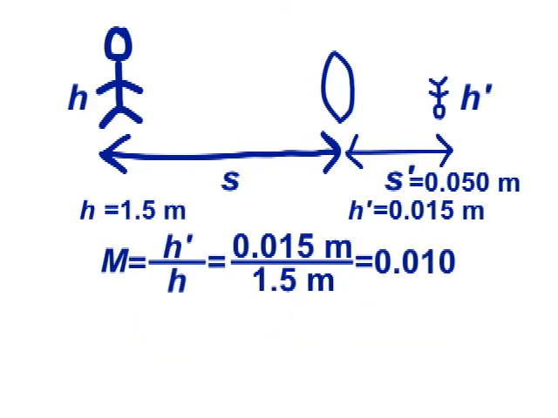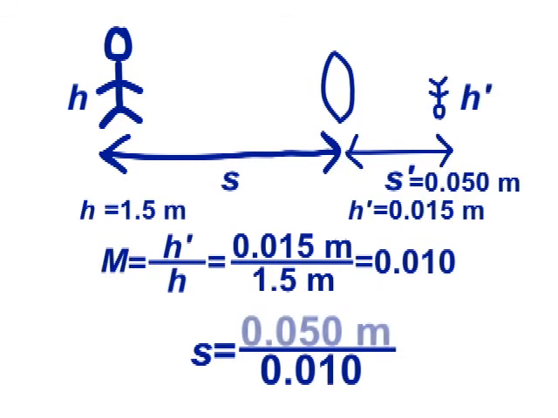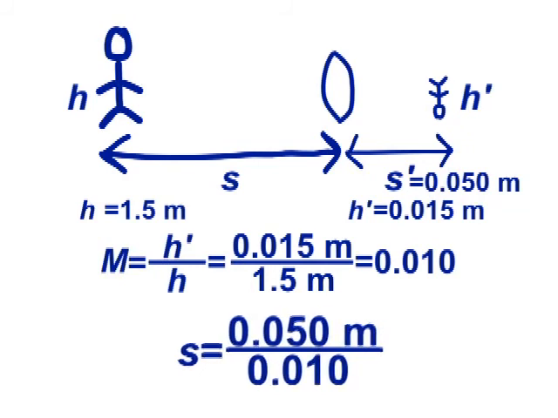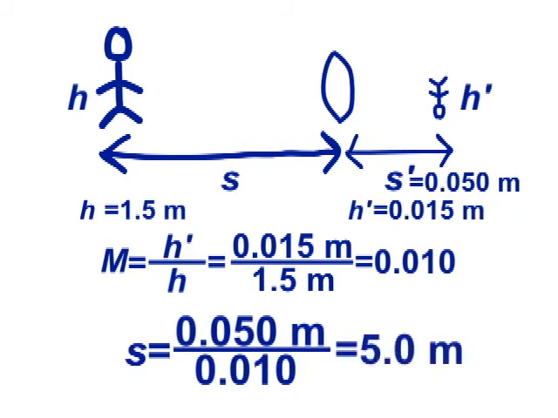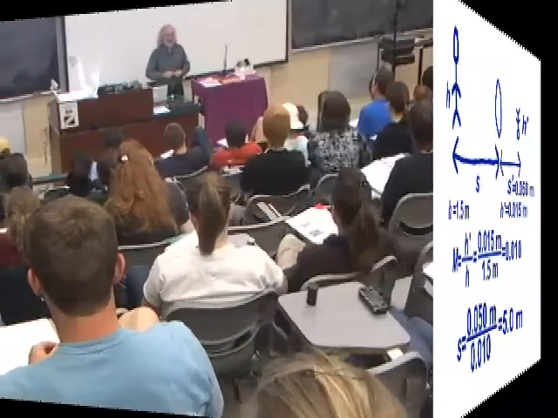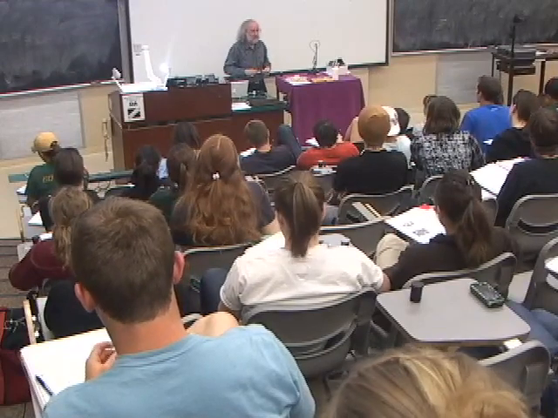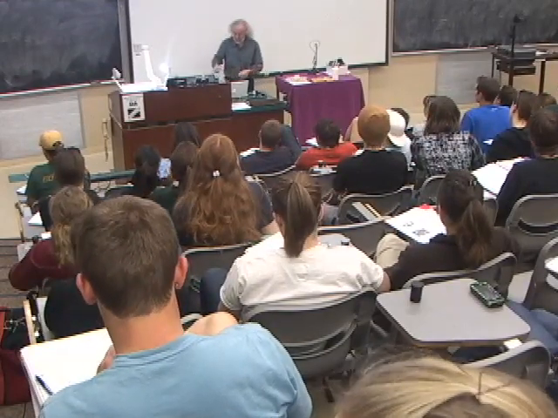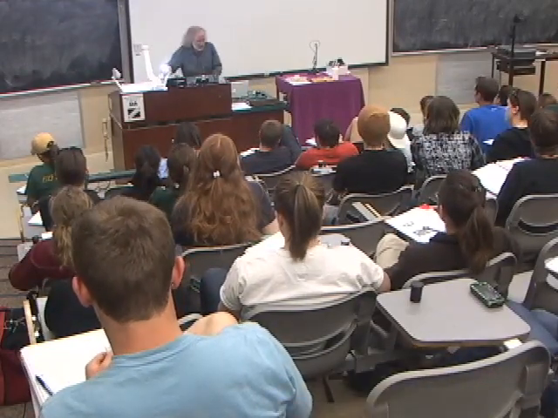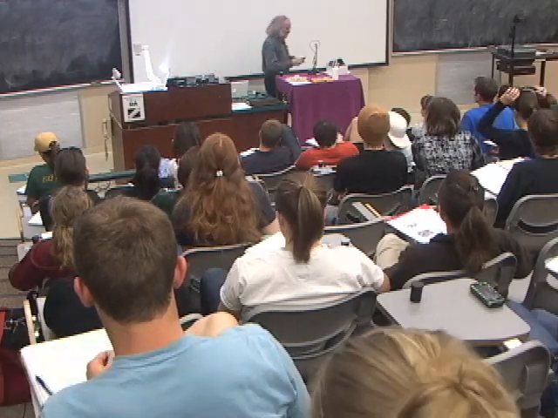And then I can just calculate what s is. s is equal to s prime divided by 0.01. So it's equal to 0.05 meters divided by 0.01. And so I get 5.0 meters. The woman is 5 meters from the camera. That seems reasonable. Someone's 15 feet away from you? That seems like a reasonable kind of a thing. That's an example of the kind of camera calculations you can do.